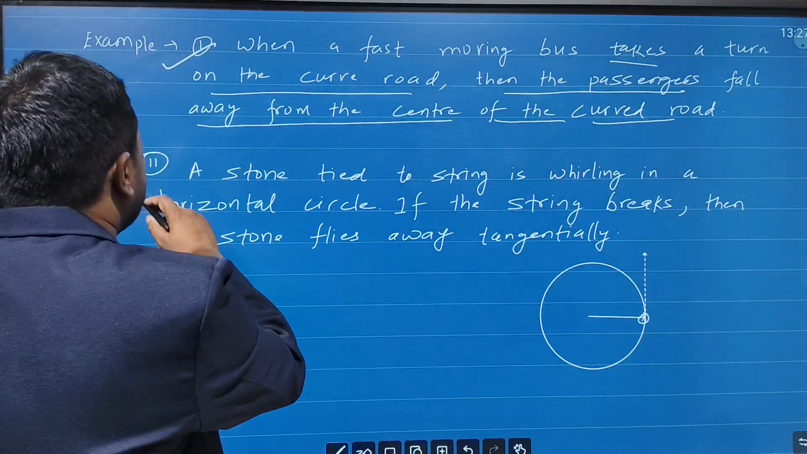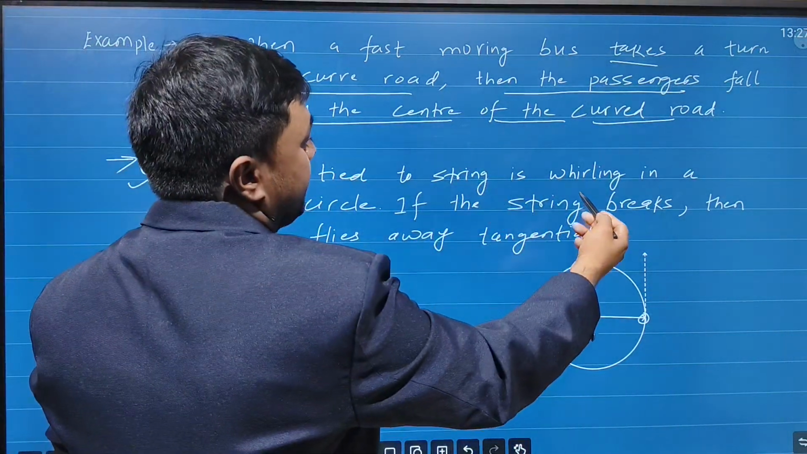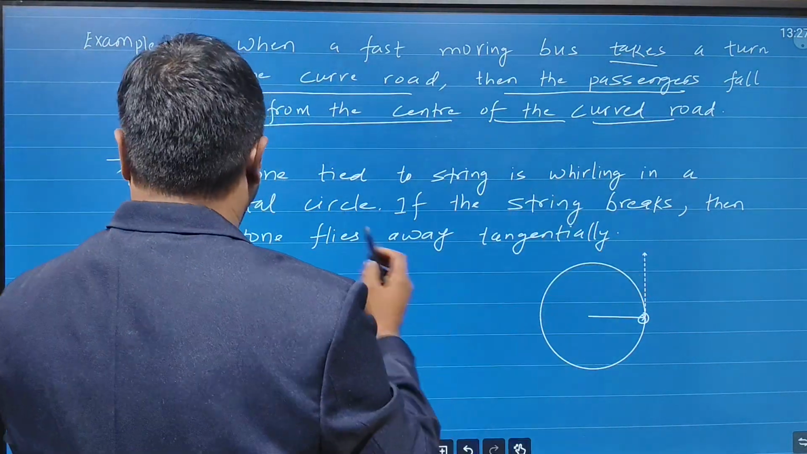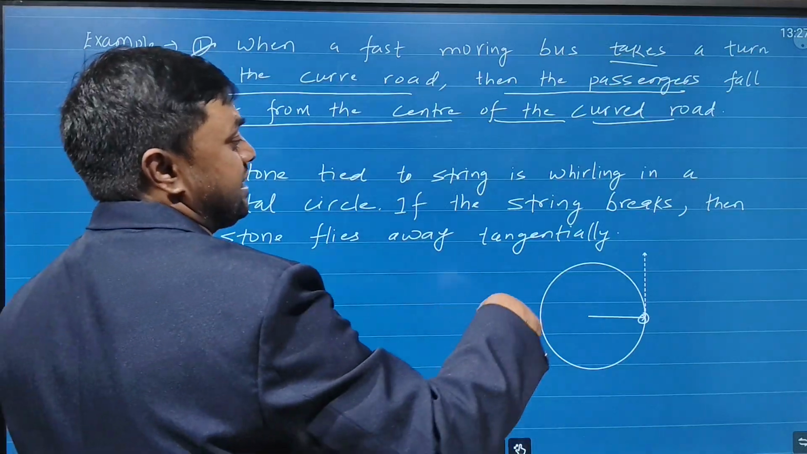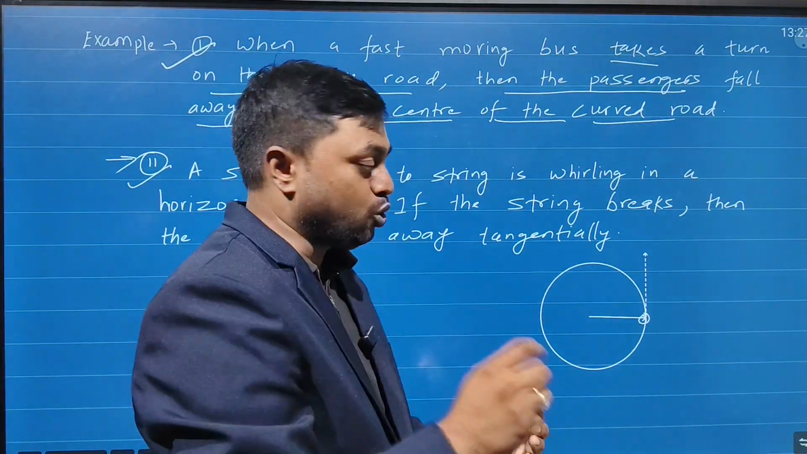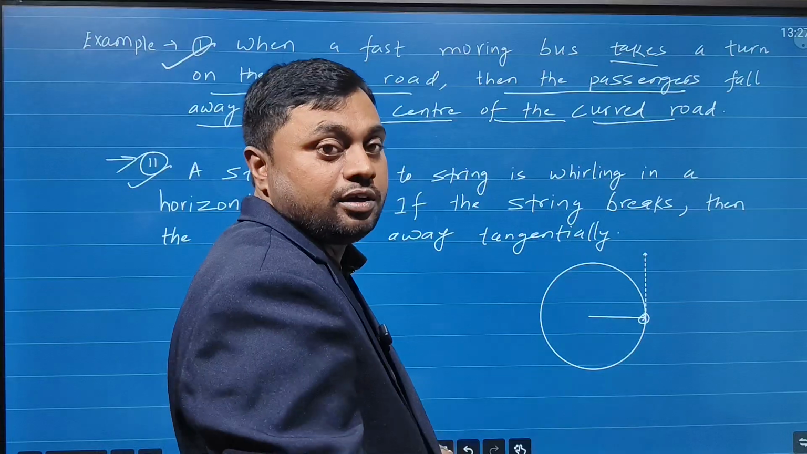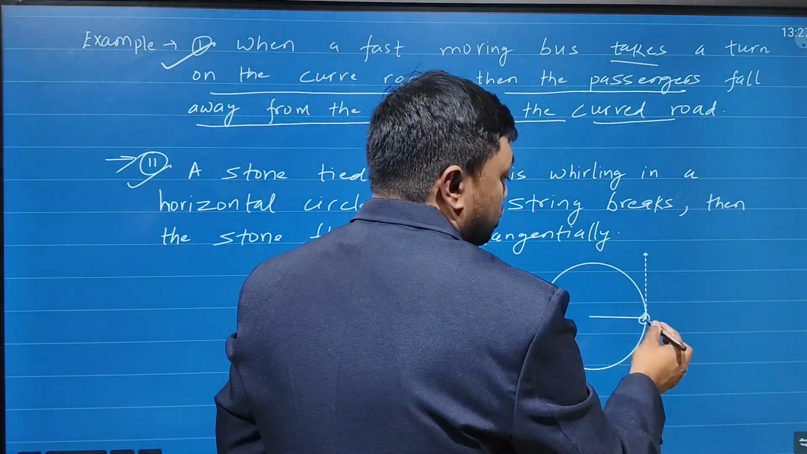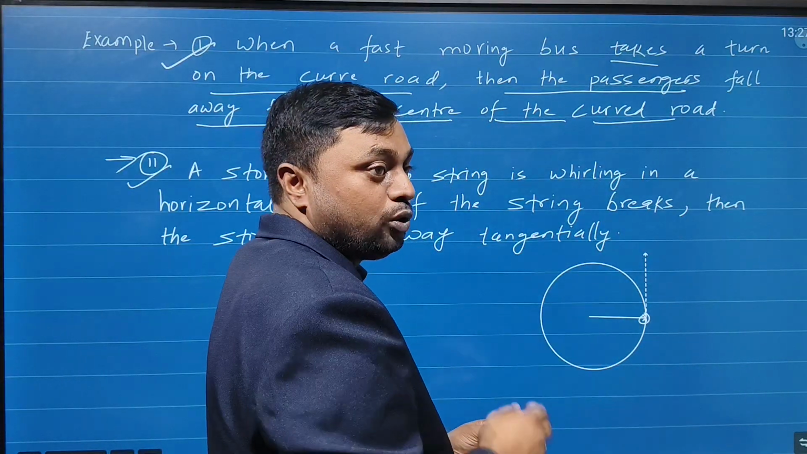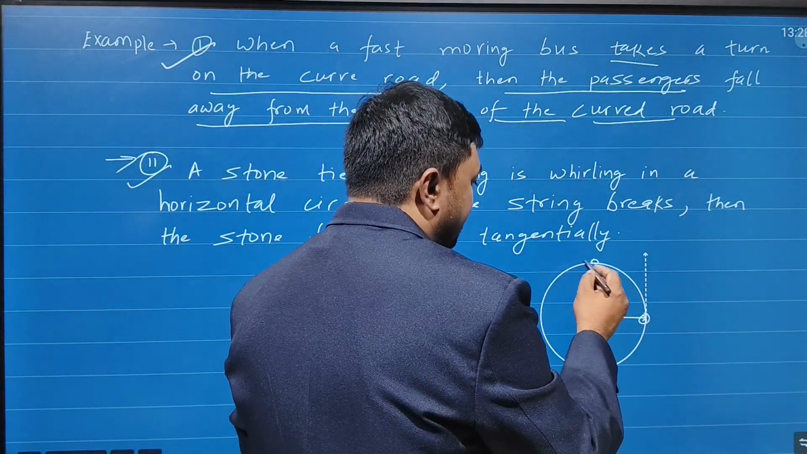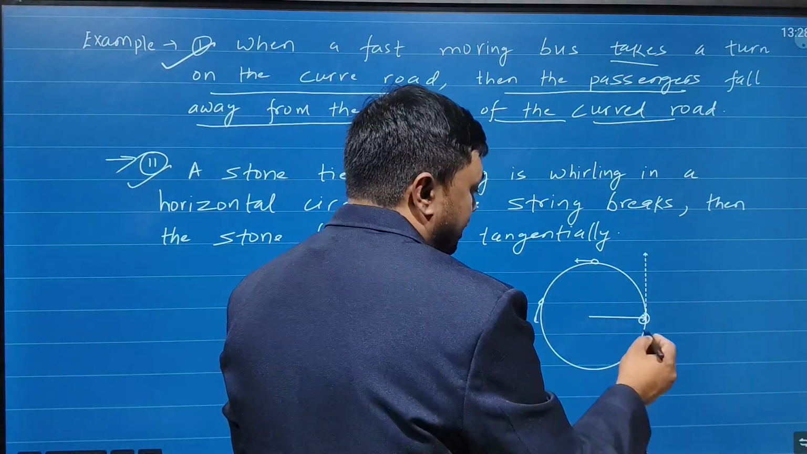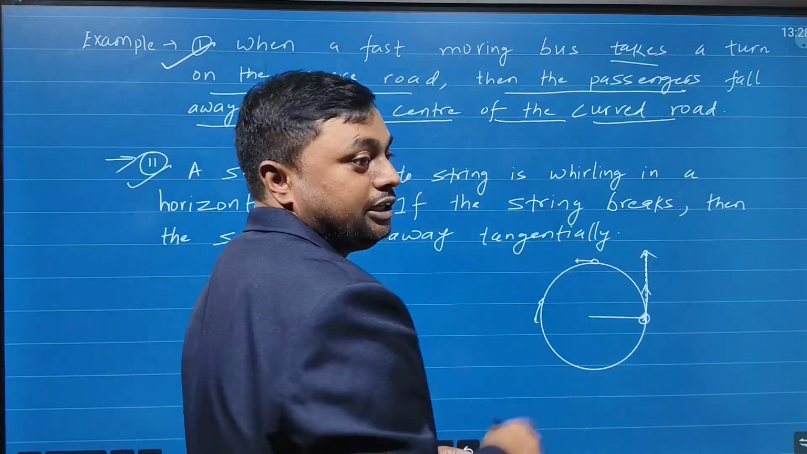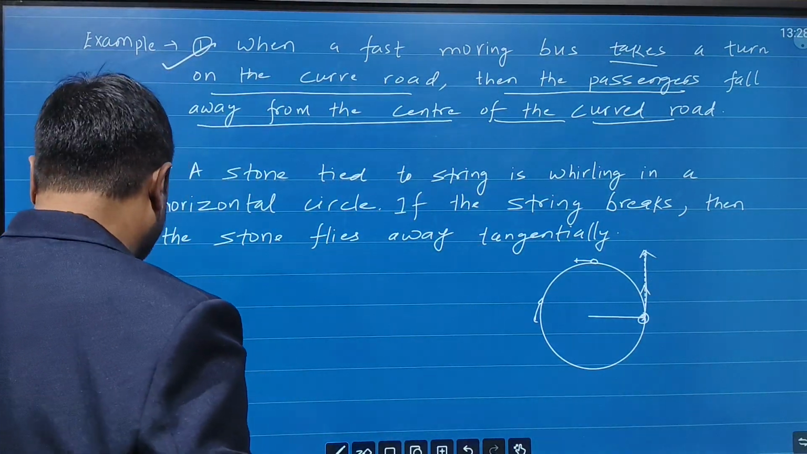Am I clear? Similarly, a stone tied to a string is whirling in a horizontal circle. If the string breaks, then the stone flies away tangentially. When you take a stone tied with a string and rotate it, suppose the string breaks at this point. As you know, while moving in a circular motion, direction is always along the tangent. So at this point, direction is along the tangent. If the object moves in a tangential direction, it is due to the inertia of direction. Am I clear?